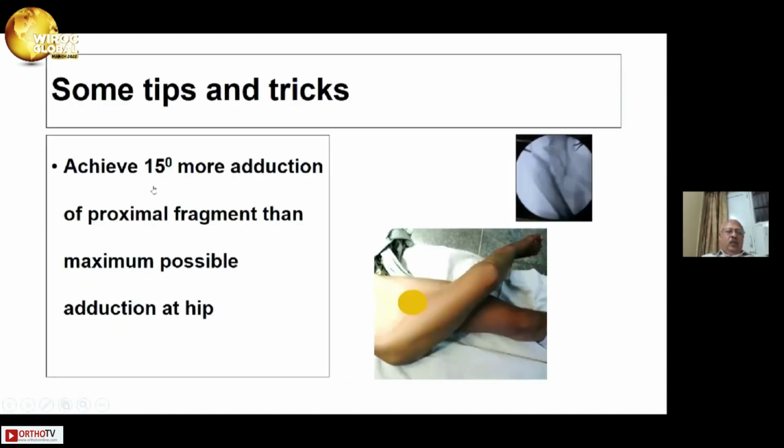So one has to achieve about 15 degrees more abduction of the distal fragment than the maximum possible adduction at the hip. So let's say this adduction is 70 degrees. Sorry, so you abduct the fragment 70 plus 15. So that would be around 90 degrees. So usually adduction is around 50 degrees or so. So you have to abduct 50 plus 15. So that will amount to around 65 degrees.